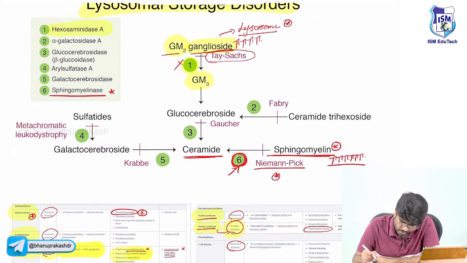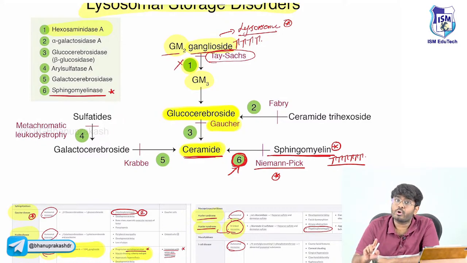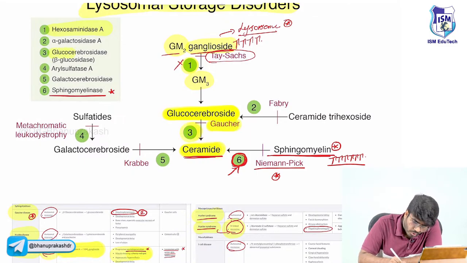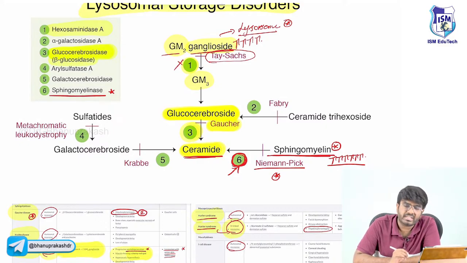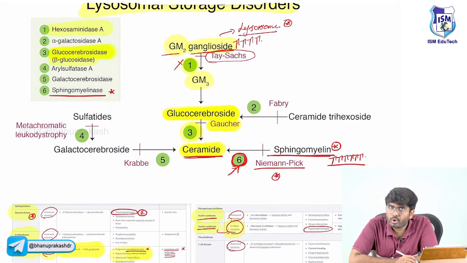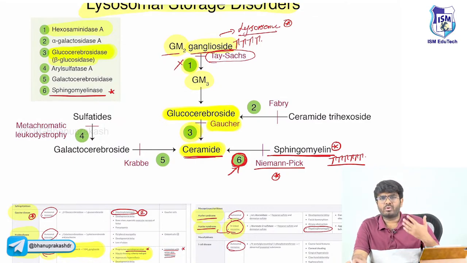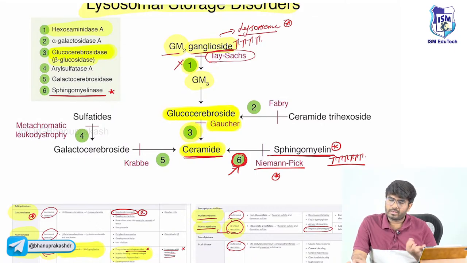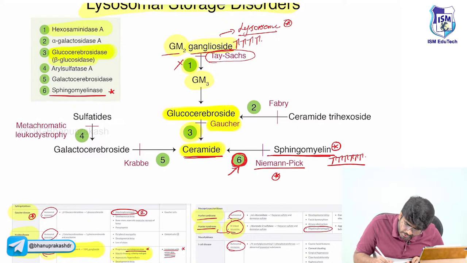Okay, now look here. We are discussing Gaucher's. Normally the glucocerebroside needs to be converted into ceramide. Who will convert this glucocerebroside into ceramide? Glucocerebrosidase, the beta glucocerebrosidase, or simply you can call it beta glucosidase. In Indian books, we simply say beta-glucocerebrosidase deficiency is going to cause Gaucher's. Now, who is going to be accumulated in the body? In the lysosomes, the glucocerebroside is going to be accumulated.